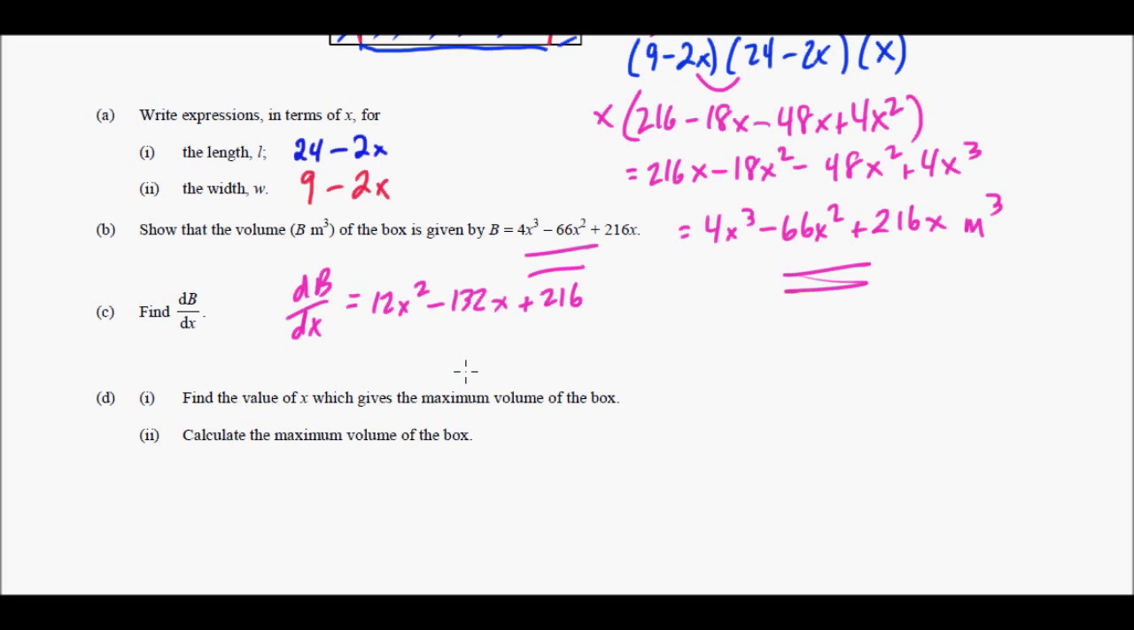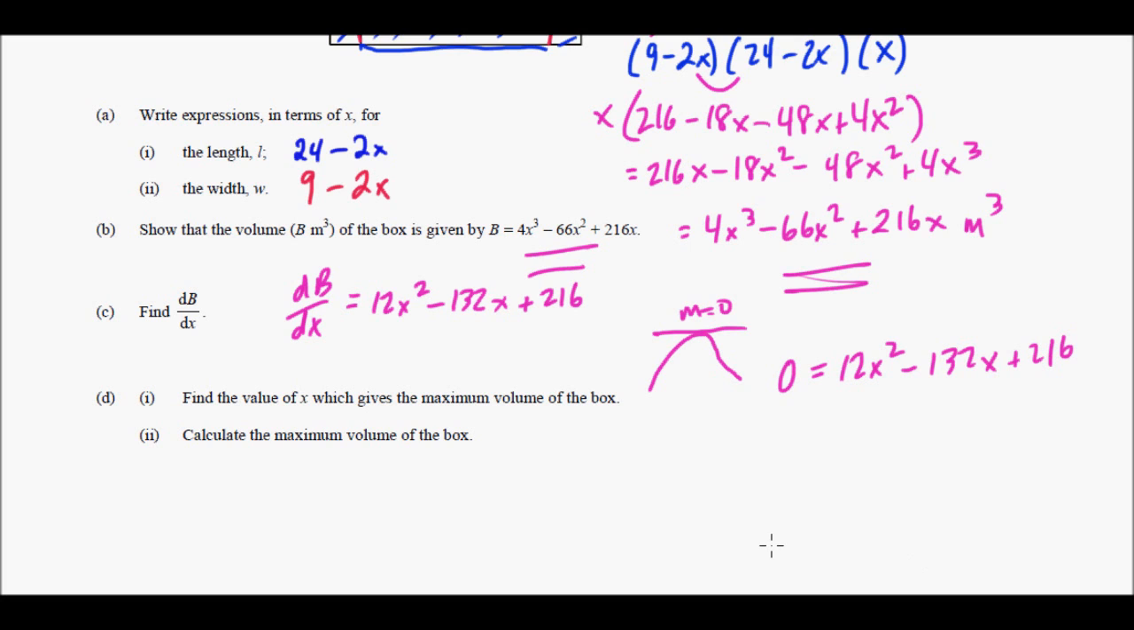Well, anytime they do this, all you have to do is set the derivative equal to 0. Because remember, when we have a maximum like this, the gradient is going to be equal to 0. Okay, so no problem, we've got a quadratic here, right? It's going to look like that. Interesting. But that's the derivative. Oh, actually, we have a cubic here. Okay, so no, we're good. So I'm just going to make it equal to 0. So 0 equals 12x squared minus 132x plus 216.